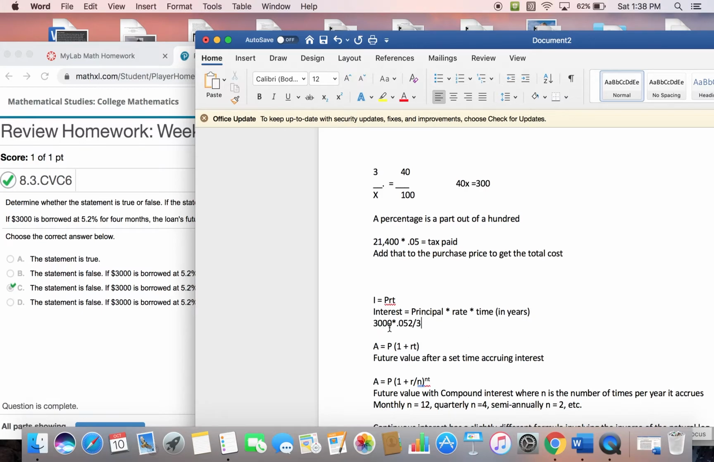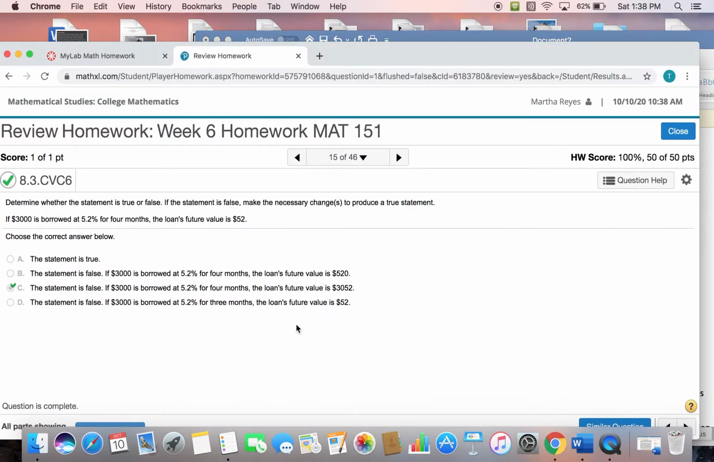Okay, so that would be 3,000 times 0.052 divided by 3. This is just giving us the interest, right? That's it. It's telling us how much interest is accruing. If we wanted to actually see the future value, we could plug it in this. But you'll notice what we're really doing is adding this to principal if we distribute. Because when we distribute that, we get A equals P plus PRT. So you could do that either way. 3,000 plus 3,000 times 0.052 divided by 3. And that would be 3,052. Okay, so future value is always going to be larger than the initial value.